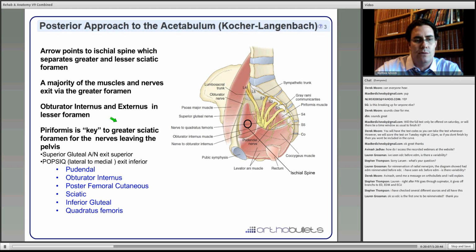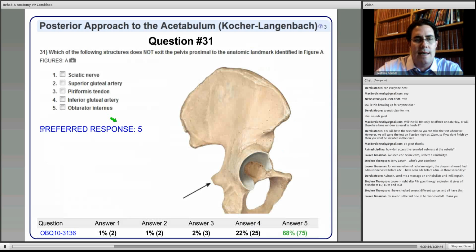But what this question was asking specifically is, superior to your ischial spine, what leaves, because that separates your greater from your lesser sciatic, and that is actually the obturator internus. The remainder of these all leave distal to the anatomic landmark, and we'll show that relationship as they relate to the piriformis.